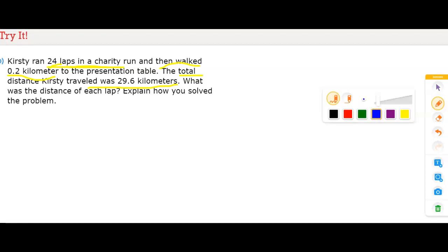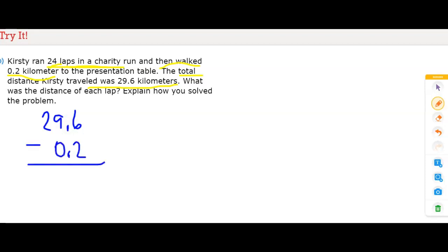So first off, the 0 2/10 kilometers that she walked to the presentation table are not part of the run itself. So the first thing we would have to do is take the 29 6/10, her total distance she traveled, and subtract the 0 2/10 that she walked to the presentation table. This will give us how far she actually ran once we subtract. So 6 minus 2 is 4. Keep our decimal here. 9 minus 0 is 9. And then 2. So 29 4/10 is how many kilometers that she ran.